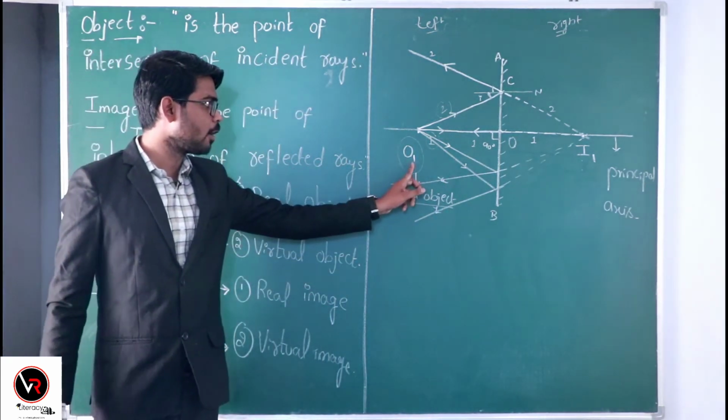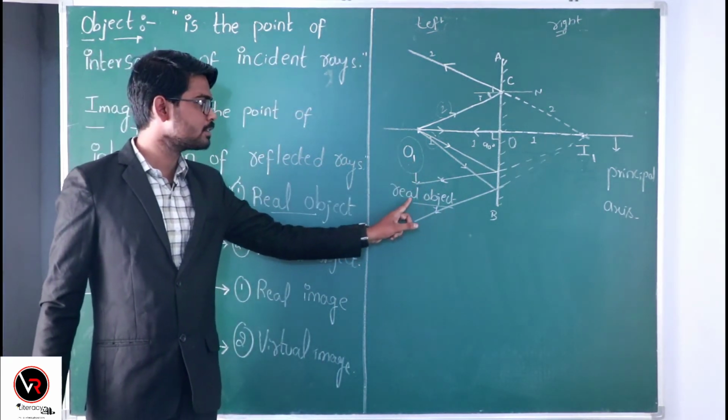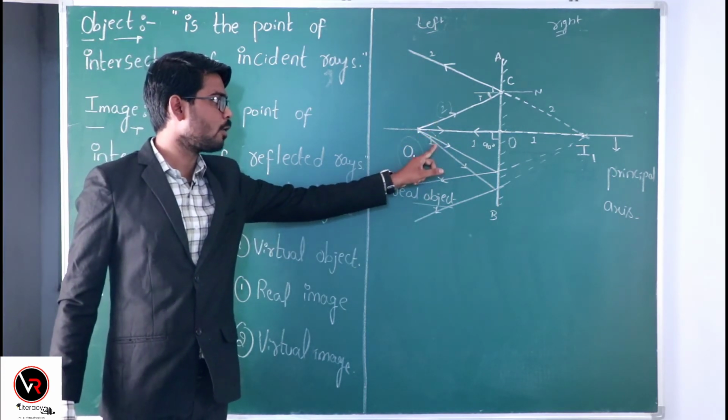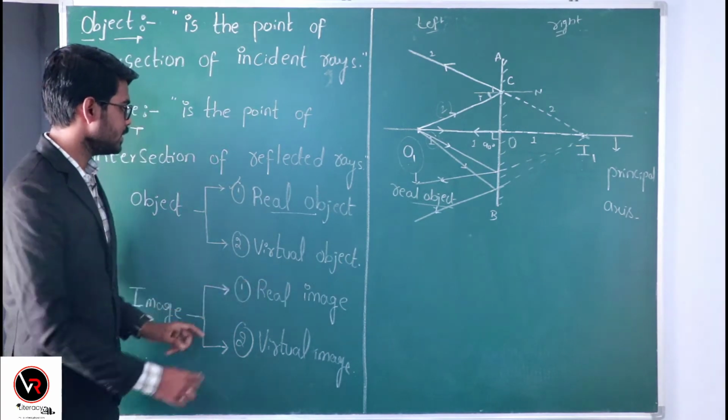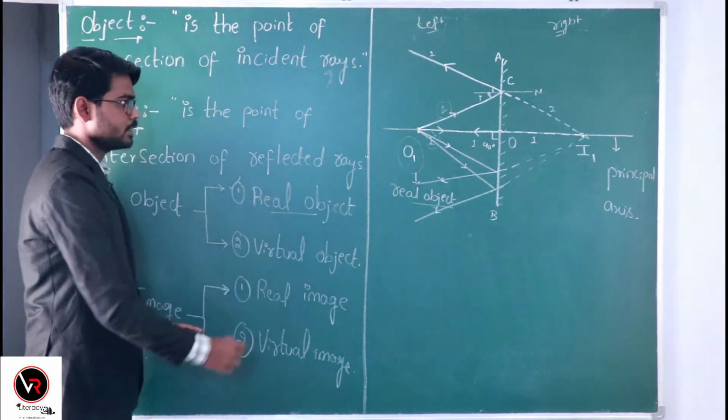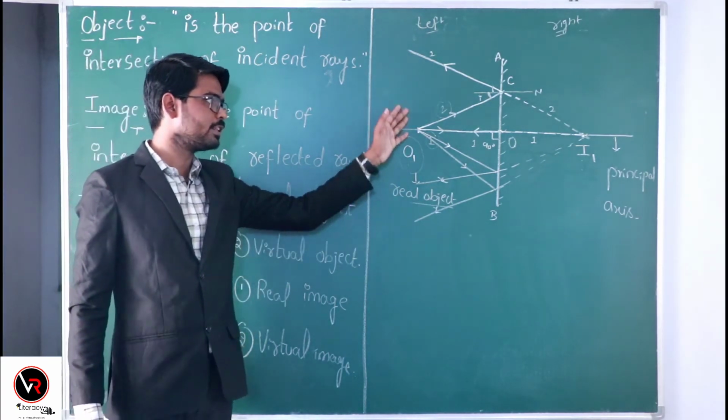So here I call O1 the real object, because all these incident rays are actually intersecting at this point, which forms the real object. So a real object always forms in the real world.